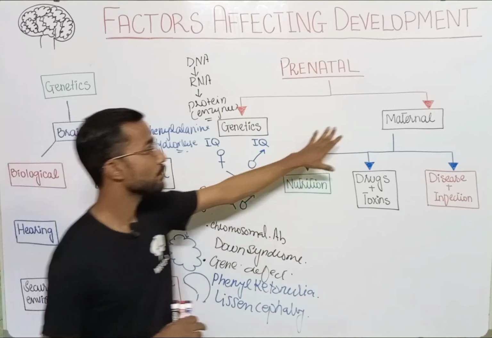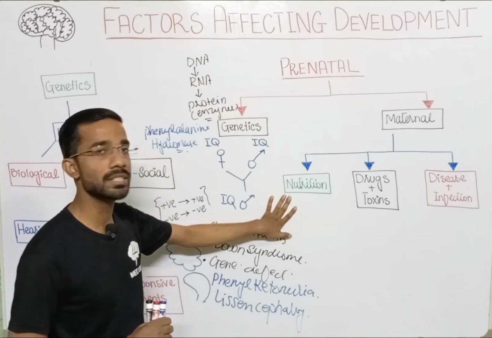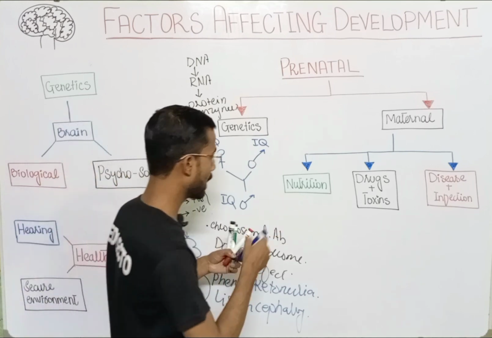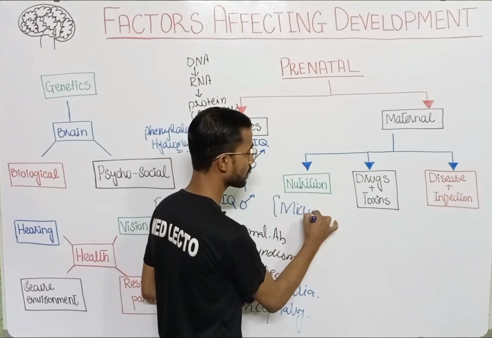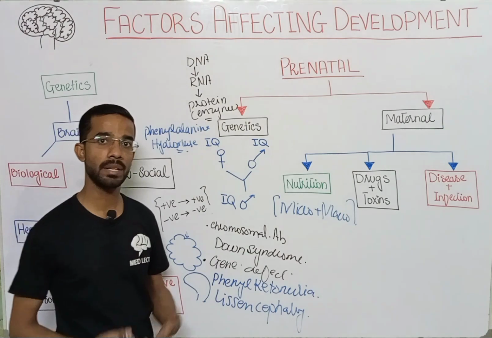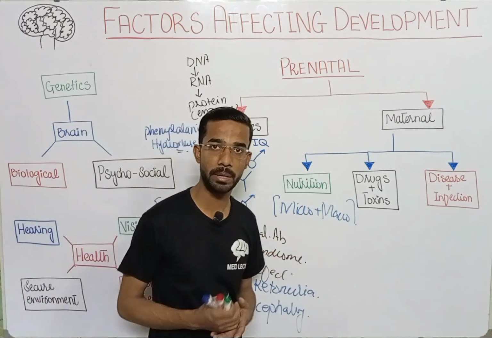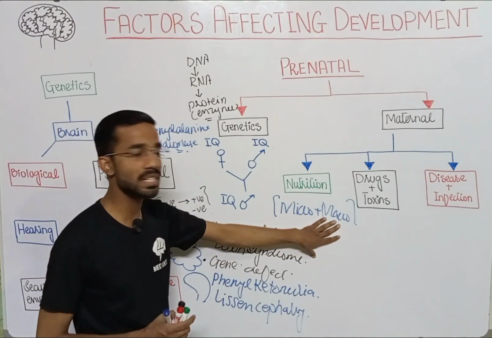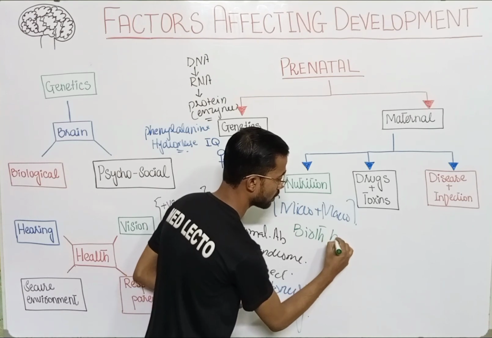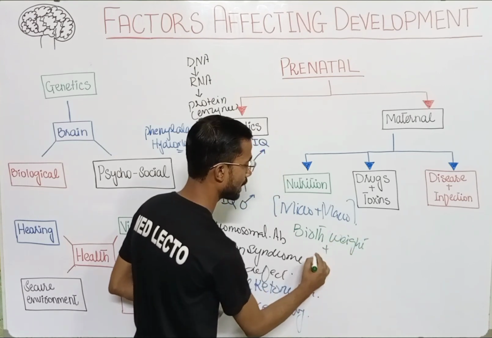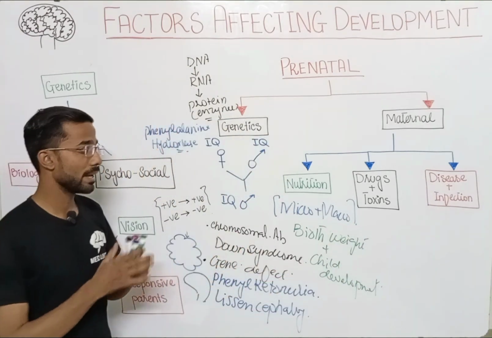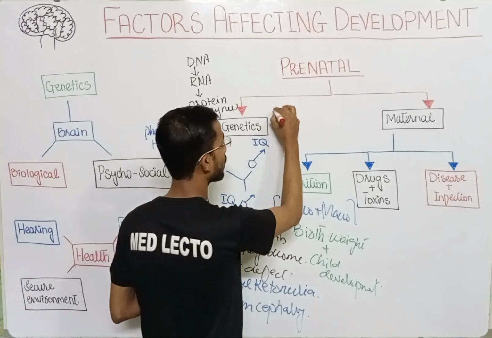Okay. Next are the maternal factors. First of all is the nutritional factor. Mother care is very important for the proper development of the child. If there is a deficiency in micronutrients or macronutrients, then it will affect the developmental process of the child. Micro means different vitamins, iodine, iron, and macro means carbohydrates and different proteins. That should be proper. If there is a deficiency in these nutrients, then it will affect the birth weight and the child's development.